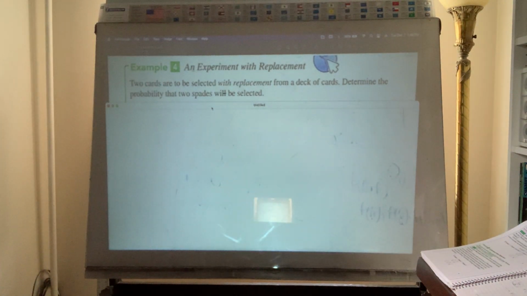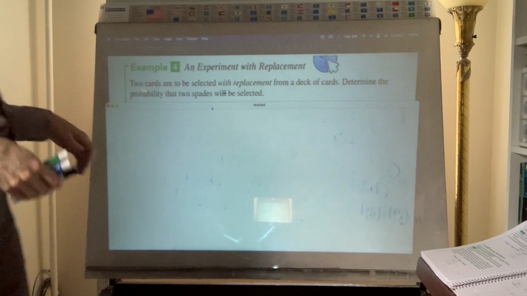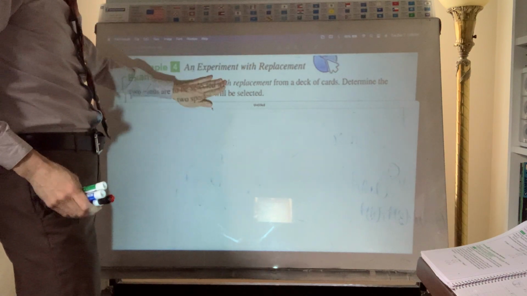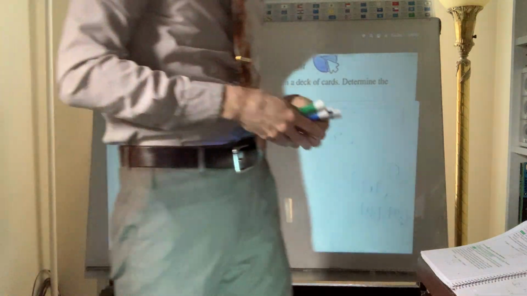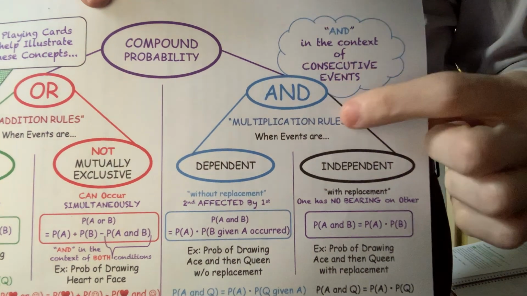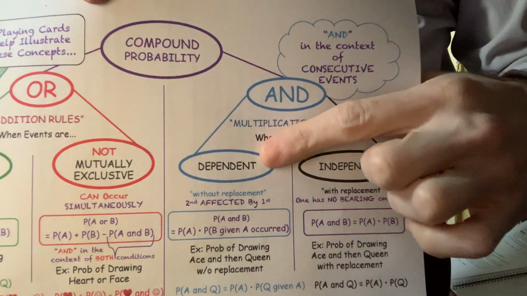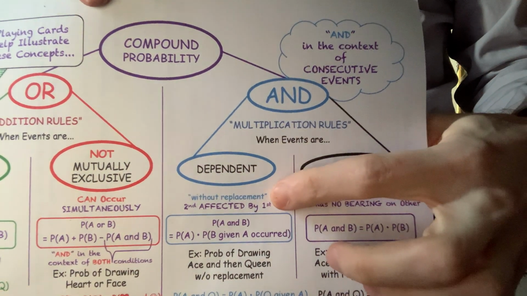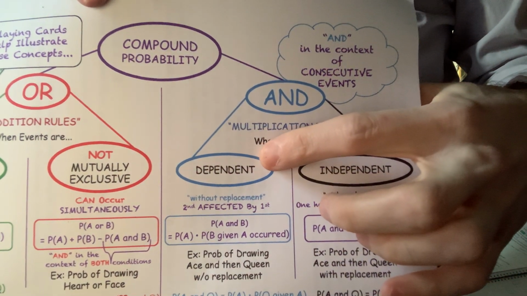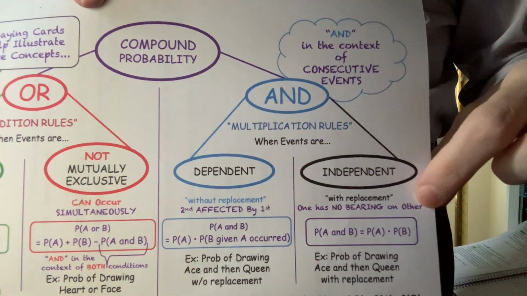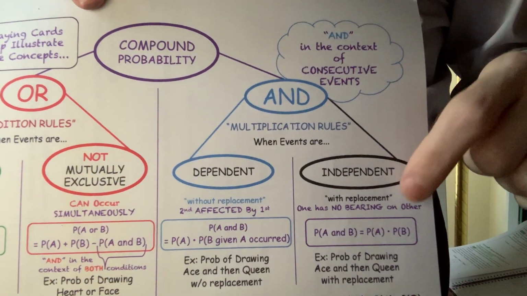For example, 4: 2 cards are to be selected with replacement. All right, red alert. You see this reference to replacement. That is a signal that again you're dealing with the AND multiplication rules. So we have to consider dependence or independence. Without replacement is dependent, meaning the second is affected by the first. With replacement means one has no bearing on the other. So this is the less complicated formula, the independent type.